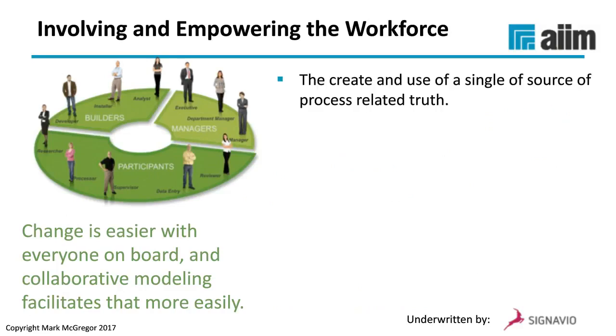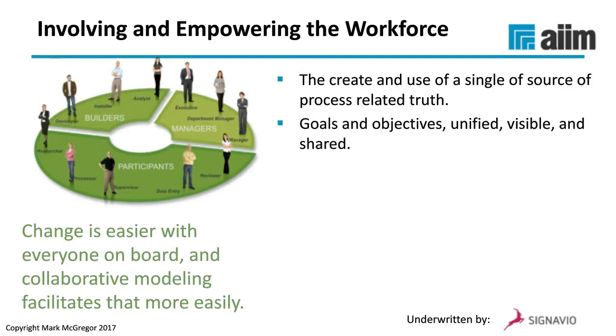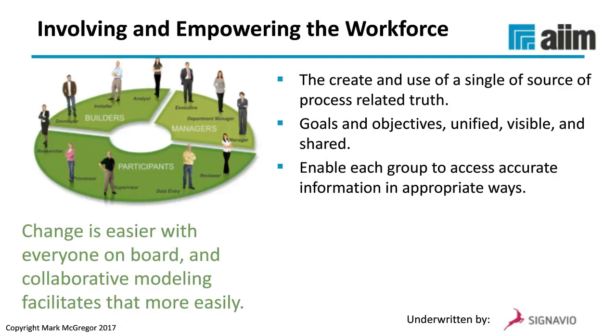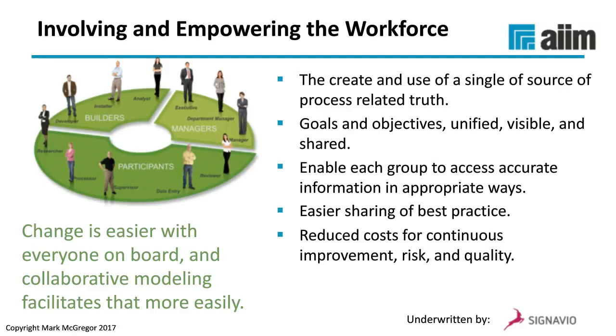So if we create that single source of process-related truth, we can share our goals, objectives, make them unified, visible. We can make sure that each group can access the information they need in ways that are appropriate to them. They can share the best practice, and they can reduce the costs for continuous improvement, risk and quality. We can actually reduce the cost of doing all those things. And as I say here, change is easier with everyone on board.